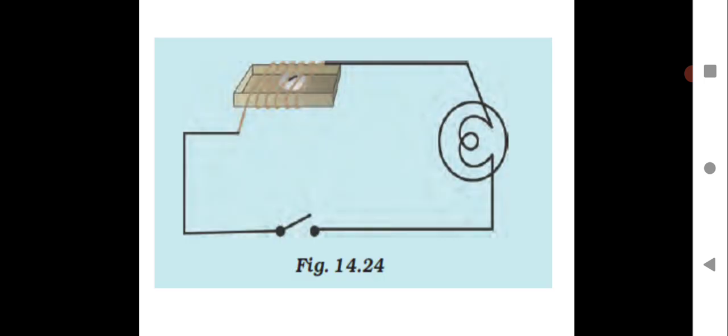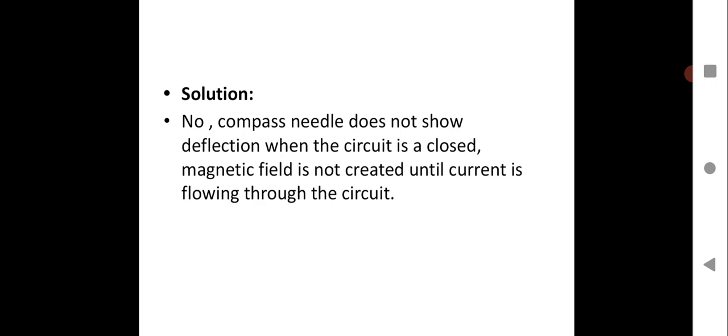Will the compass needle show deflection when the switch in the circuit shown by figure 14.24 is closed? So you have to check whether the compass needle will show deflection when the switch in the circuit shown here is closed. Here is the diagram for you, and when it is closed, that means you are allowing the electric current to flow. So let us see what will happen. No, the compass needle does not show deflection when the circuit is closed. A magnetic field is not created until current is flowing through the circuit.